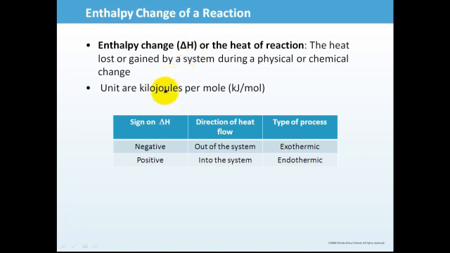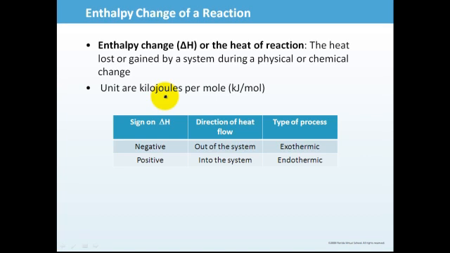Now our delta H will always have units of kilojoules per mole. The reason being is, remember, with all the stoichiometry that we've done up to this point, everything is based on the mole, because we can relate that easily to the balanced equation. So that's why we want it per mole. And we use kilojoules because the joule, relatively speaking, is a small unit. So we like to use kilojoules just to make it a more manageable size of a unit.